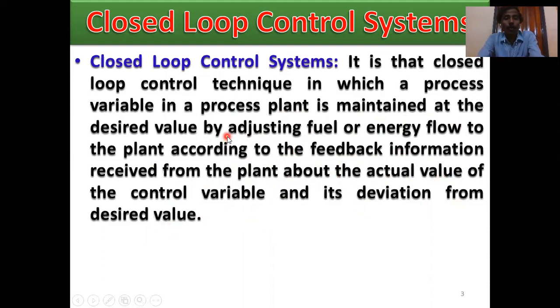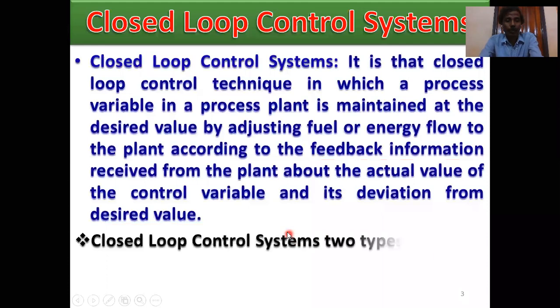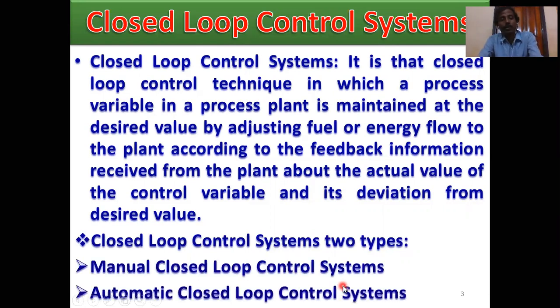So for closed loop control systems, the presence of feedback information is the very important part: feedback information received from the plant about the actual value of the control variable and its deviation from the desired value. This is the closed loop control system. Closed loop control systems are mainly of two types: manual closed loop control systems and automatic closed loop control systems.